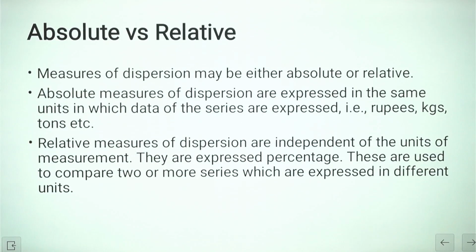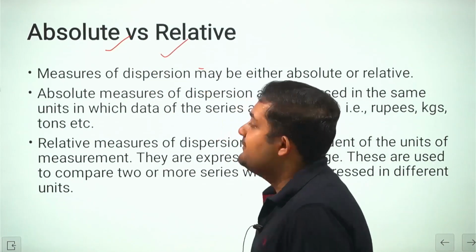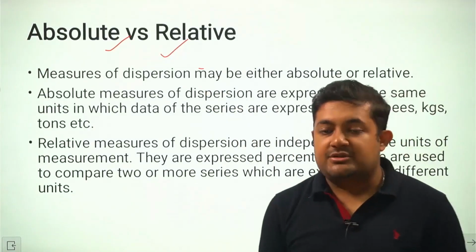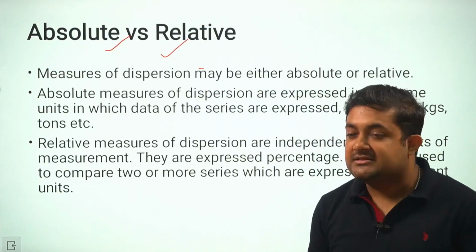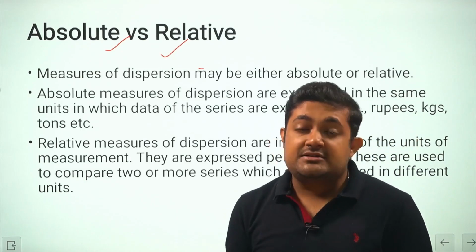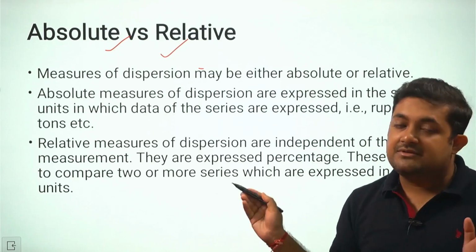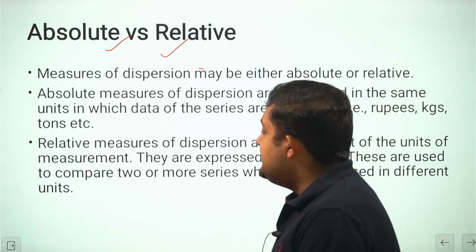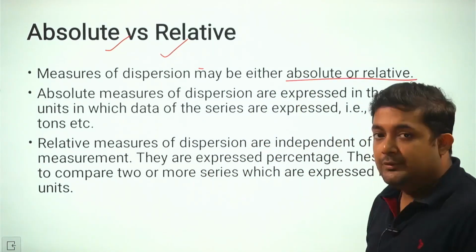Acha, now we will come to a concept, that is absolute versus relative. Okay, we have studied absolute and relative earlier, but this is something different. Today we will study absolute versus relative measures of dispersion in this context. So basically, a measure of dispersion may be either absolute or relative.